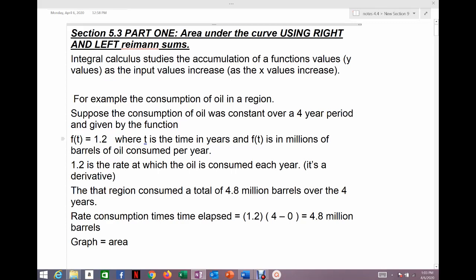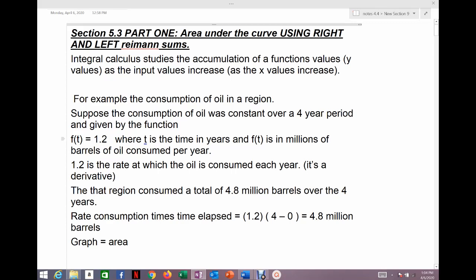And so in chapter 5 here, we're doing antiderivatives. Well, antiderivatives have another big concept that they're used for, which is called integral calculus. All right, integral calculus is used to find the area under the curves. And what it really is, it's an accumulation. All right, integral calculus studies the accumulation of a function's values as its input values increase. That's what we're going to eventually get to.